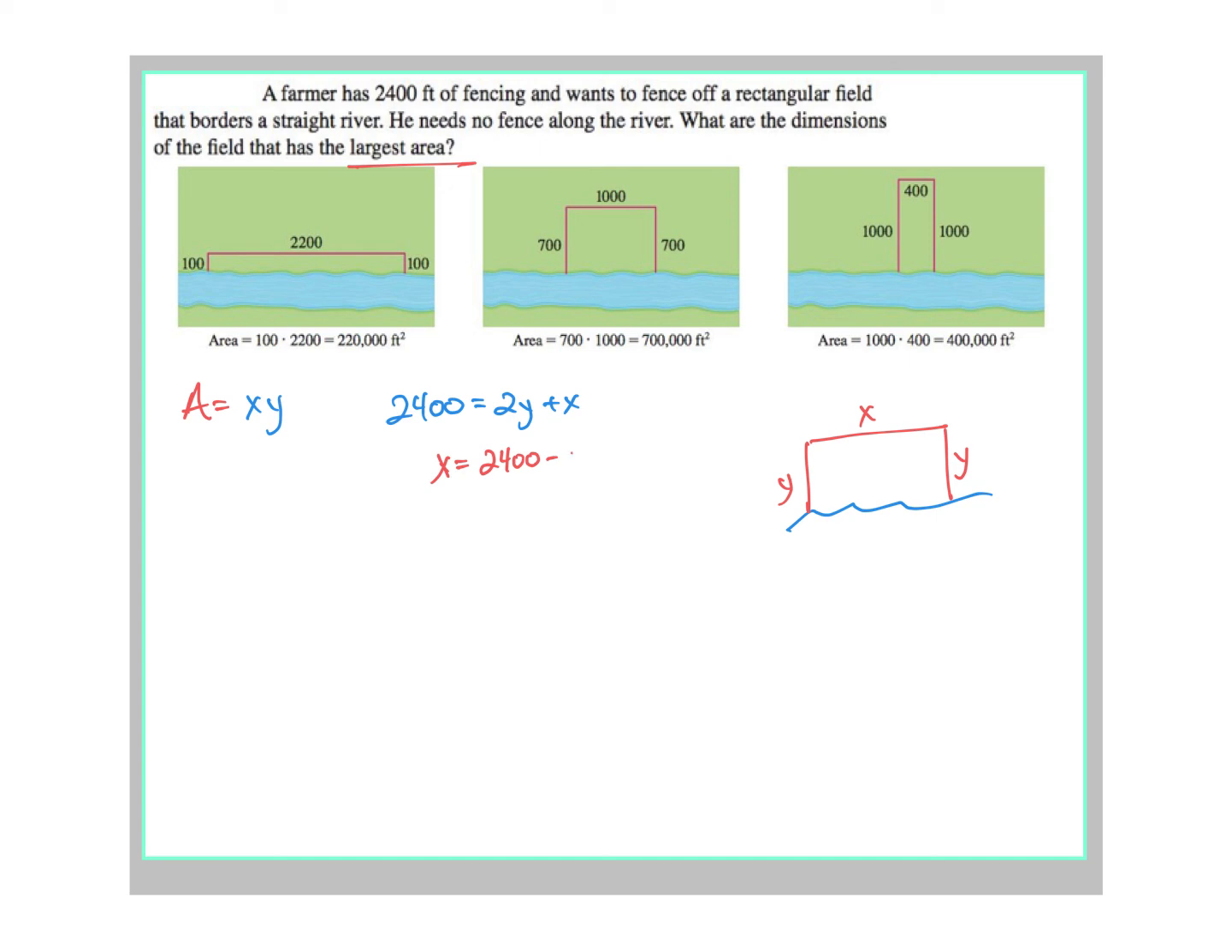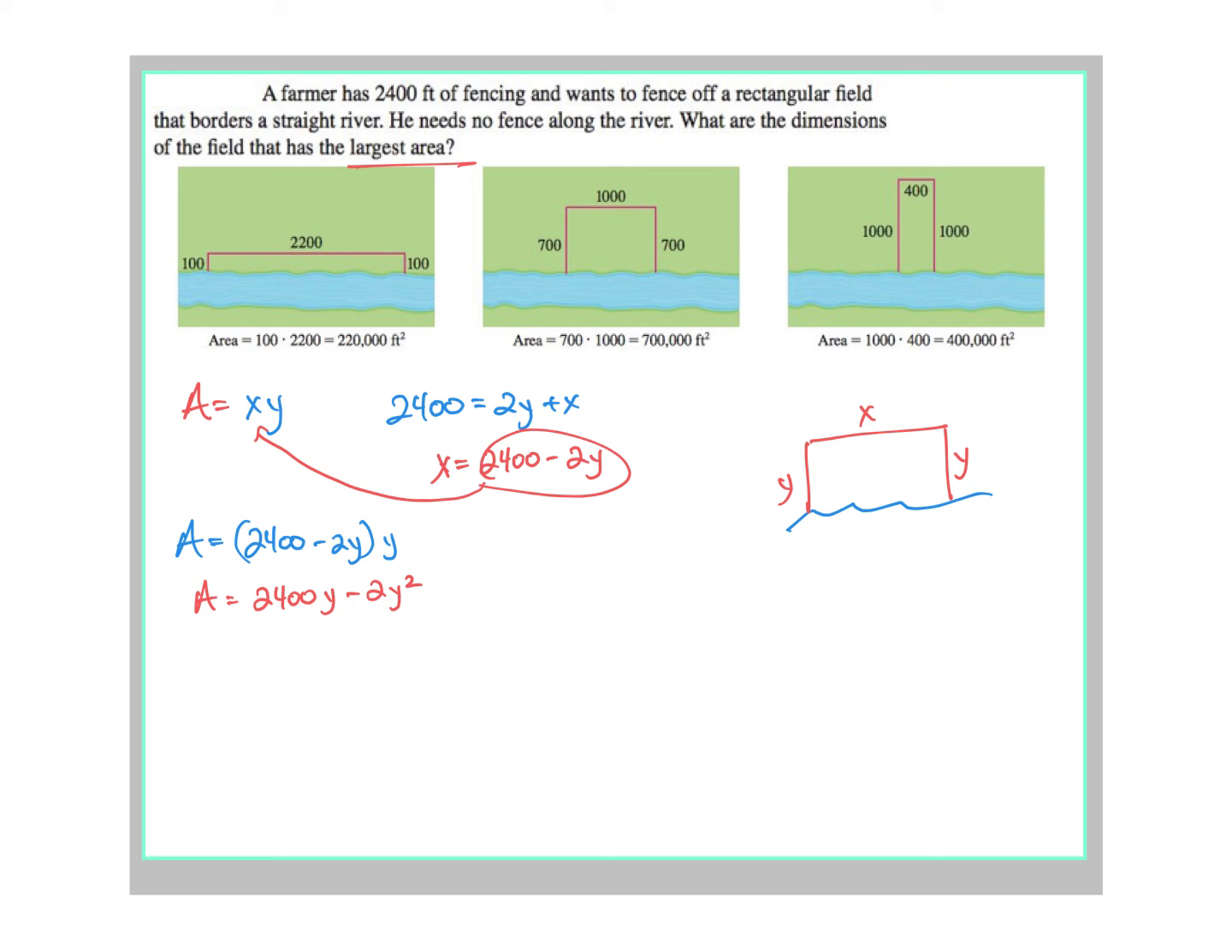2,400 minus 2y. So now what am I going to do? Take this and substitute it in right there. So now area is equal to 2,400 minus 2y and then times y. Now, you could take a derivative of that, but I don't want to. So let's distribute. My area equation would end up being 2,400y minus 2y squared.